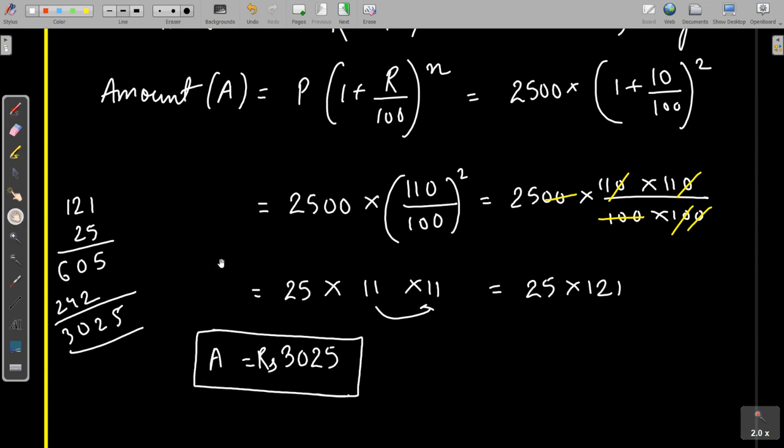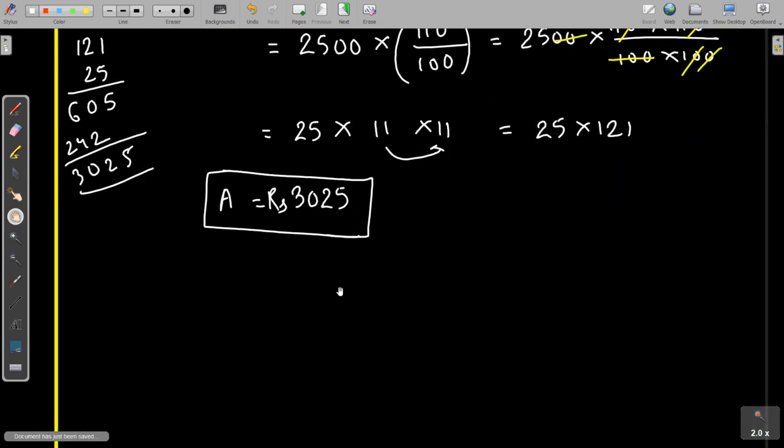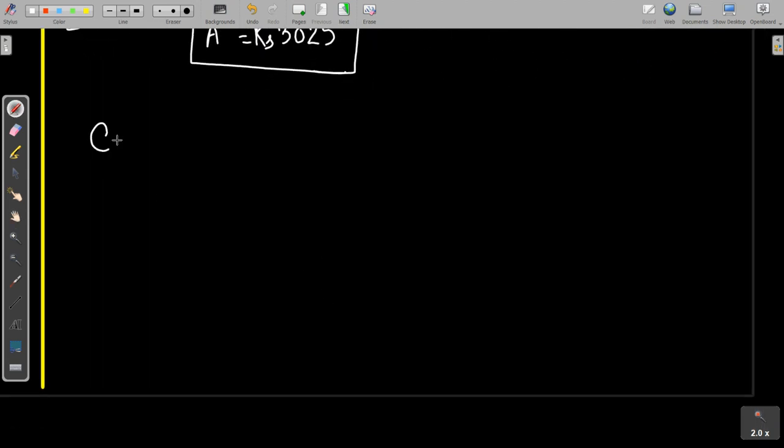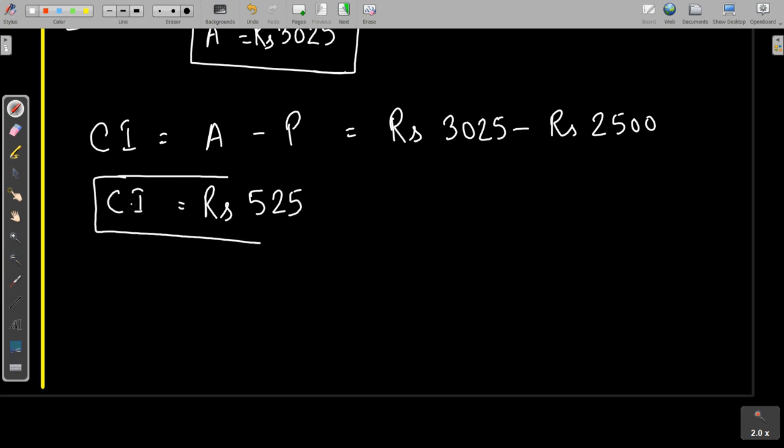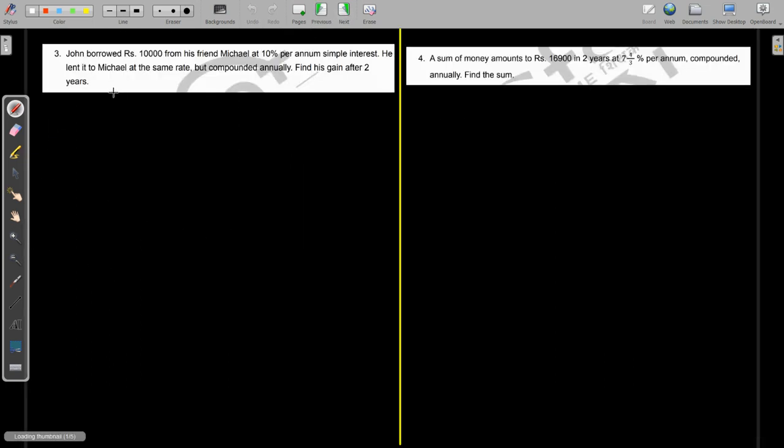And then we can find the compound interest by subtracting the principal, that is 2500 rupees. So the compound interest is A minus P, which is rupees 3025 minus rupees 2500, and this would give me rupees 525. So my compound interest in this question is rupees 525. Got it? So let's move to the next question.